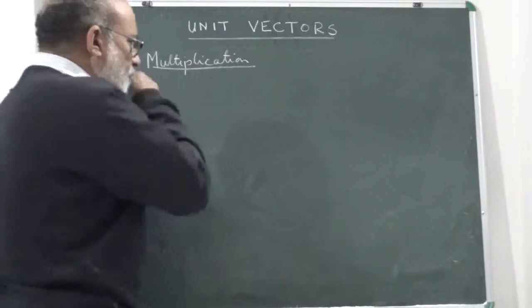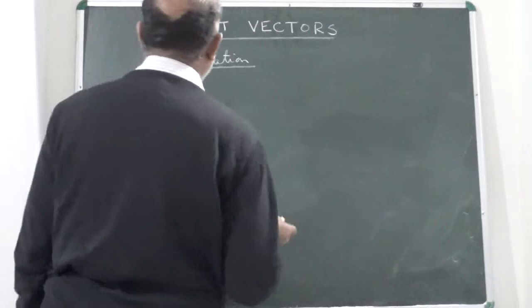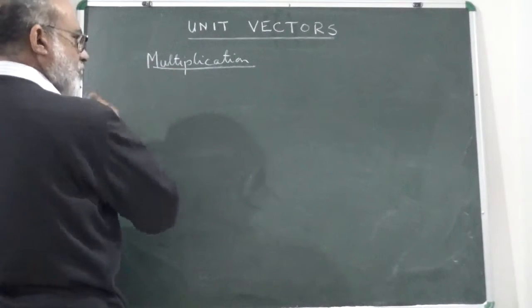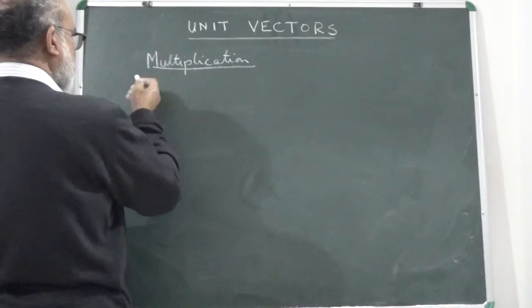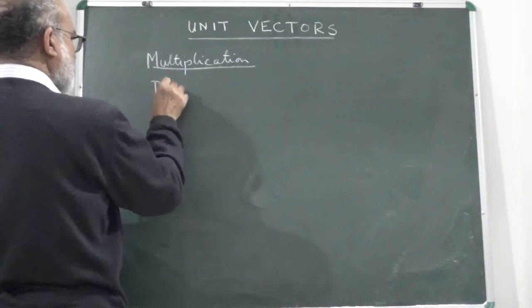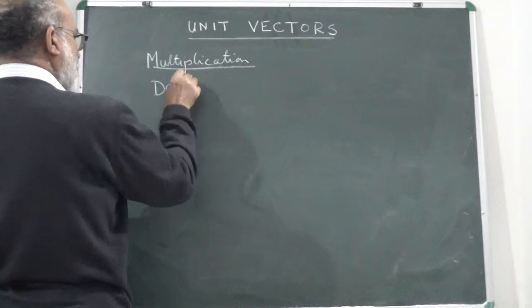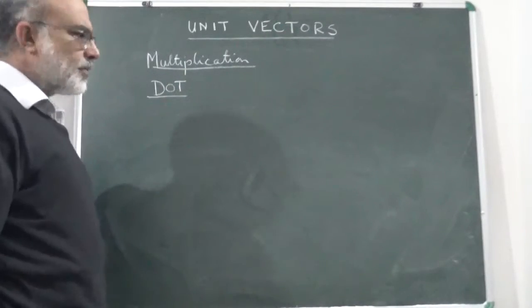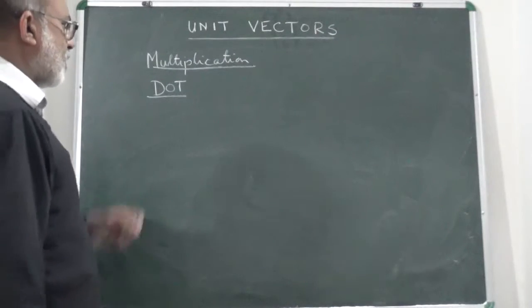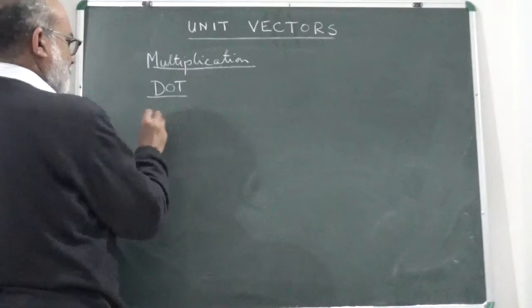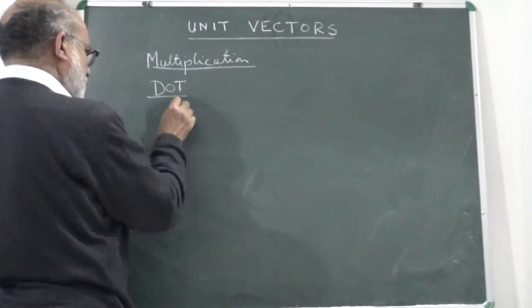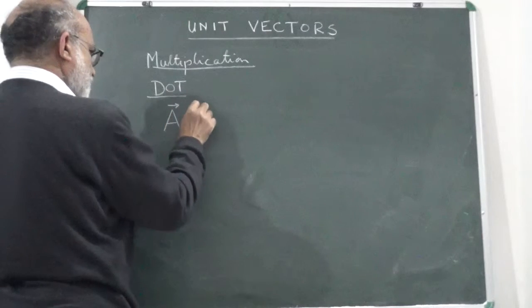So we have two types of multiplication: dot product and cross product. Suppose we have, in the dot product, what we do is A dot B.